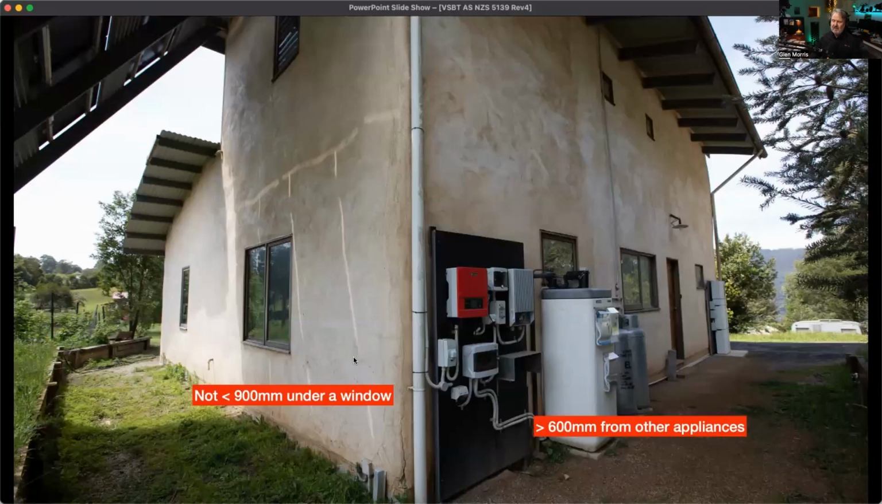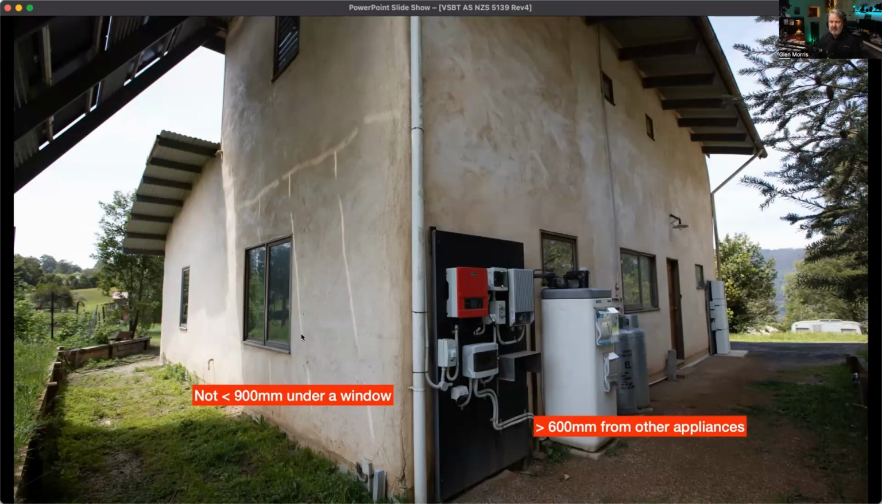What about the western end of the south side of the house? There's a whole lot of stuff there. There's equipment. You can't put a battery system within 600 mils of other appliances like hot water services, gas bottles, non-associated inverters. So these are water heating systems. They look like solar inverters, but they're dedicated to water heating. So they're non-associated with the battery system, so I can't put them near them.